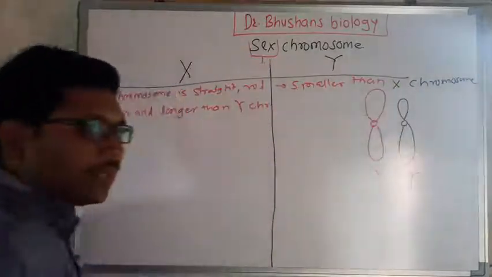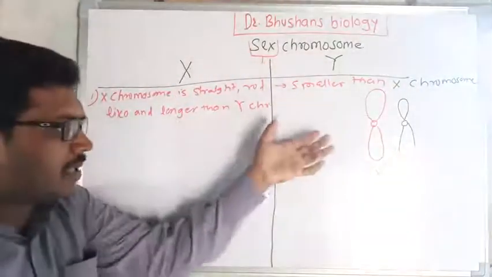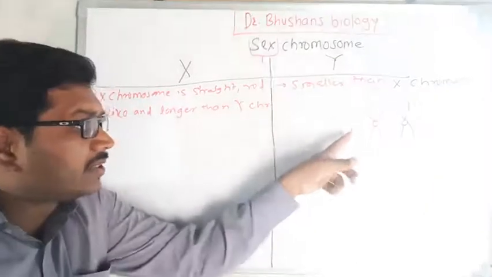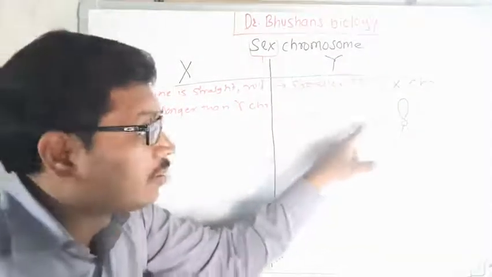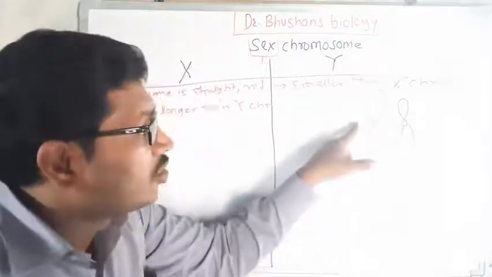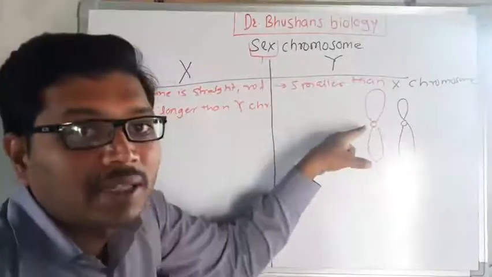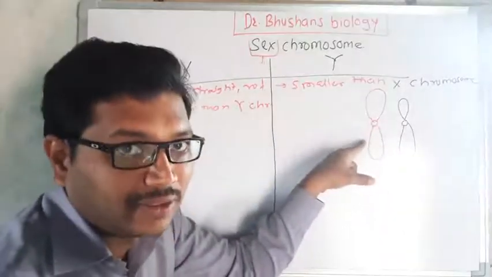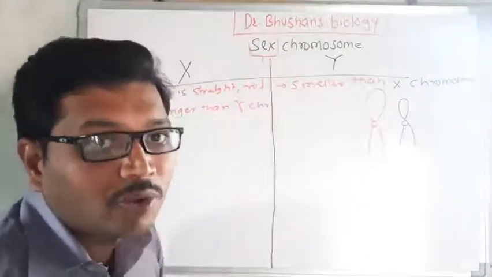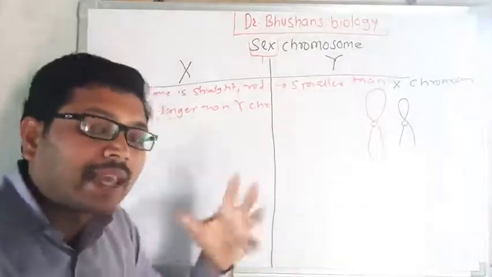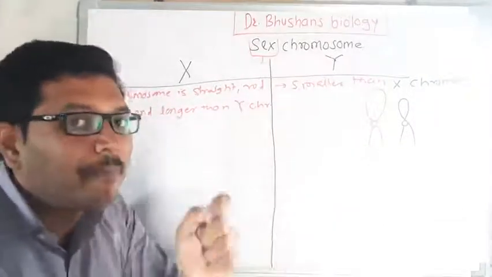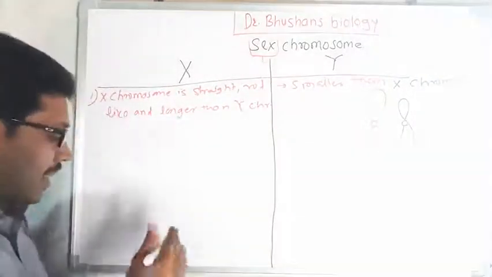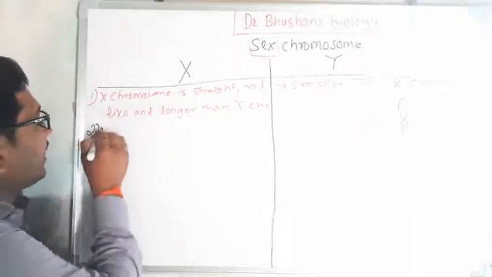What is the second difference? In previous videos, we already discussed the types of chromosomes, and the types depend on the position of the centromere. So here you can see the centromere is at the middle in the X chromosome. We can judge its type, that is metacentric. So the X chromosome is metacentric.